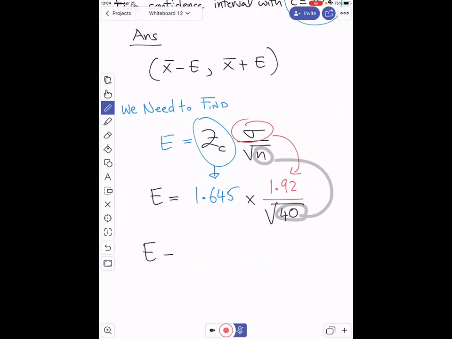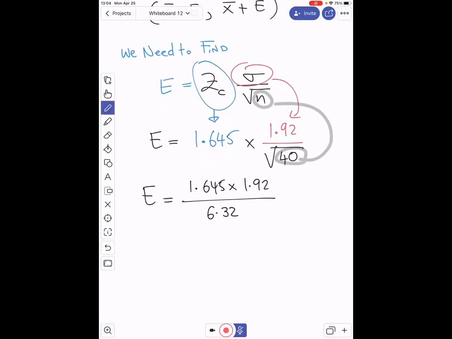So your margin of error E is 1.645 times 1.92 over the square root of 40, which is, let me just check my notes. Yes, the square root of 40 is 6.324, let's say. And then E would be equal to, you multiply on the top, and then you divide by 6.32, and the answer should be 0.5, I think.